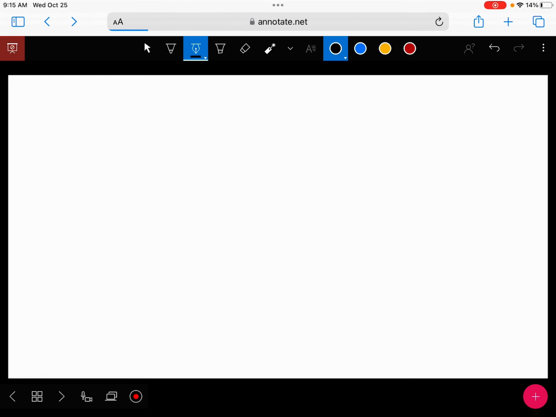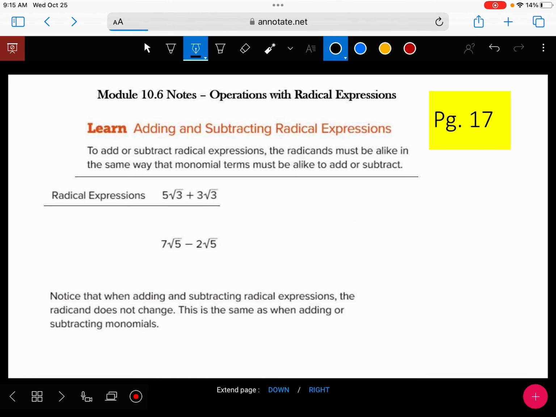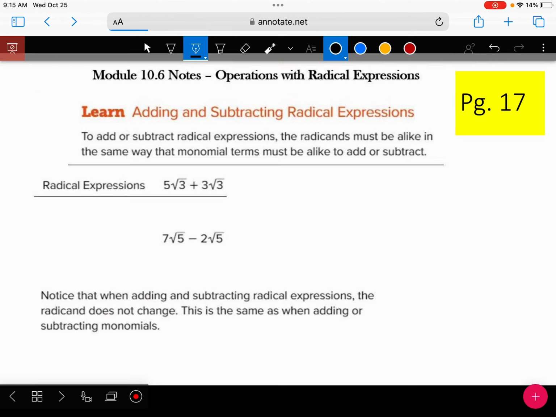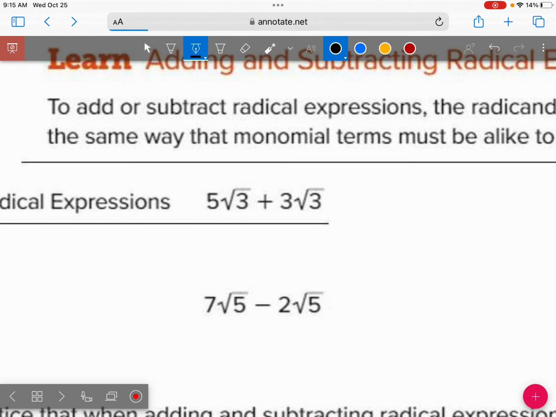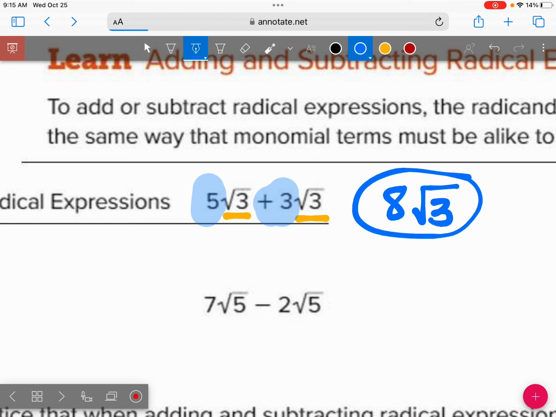Okay. So now we're going to start adding radicals. In order to add 2 radicals, they have to have the same number underneath the radical. So do you see how both of these terms have a 3? That means that they're like terms. So what we're going to do is simply add the term in front. So I have a 5 and a 3. When you add 5 plus 3, what do you get? 8. So I have 8 root 3, and that would be your answer.